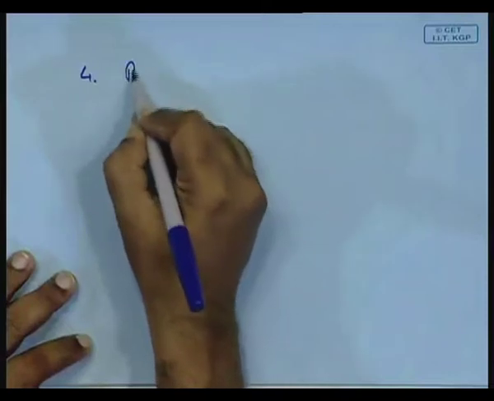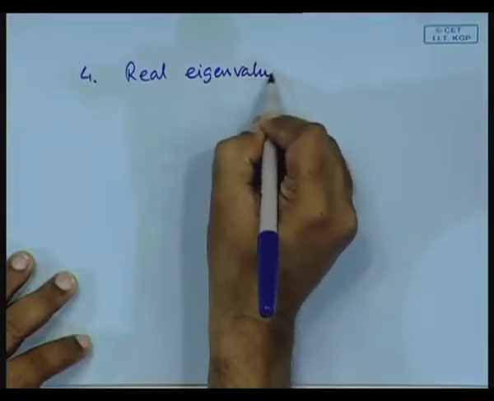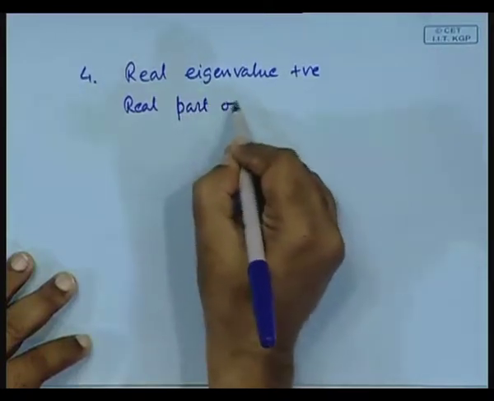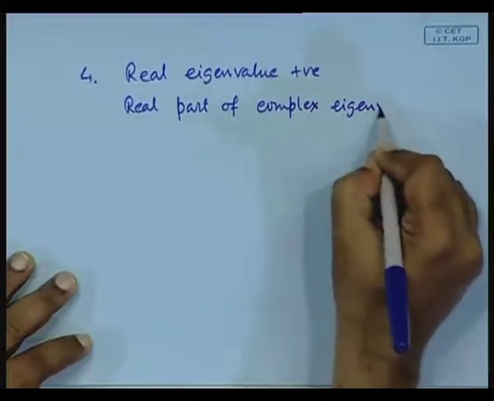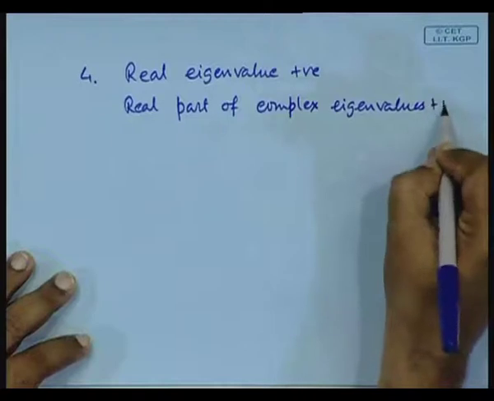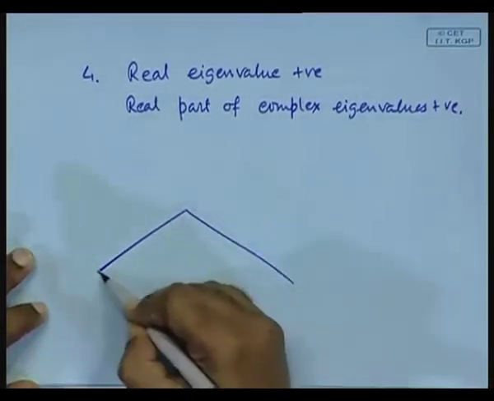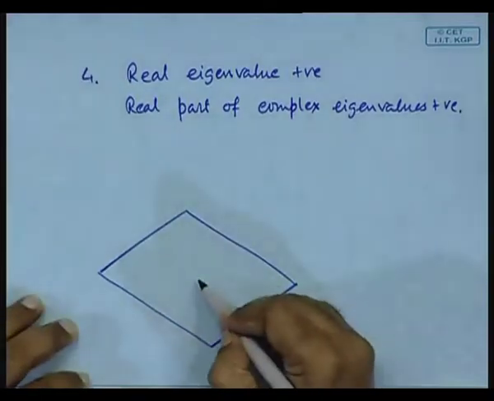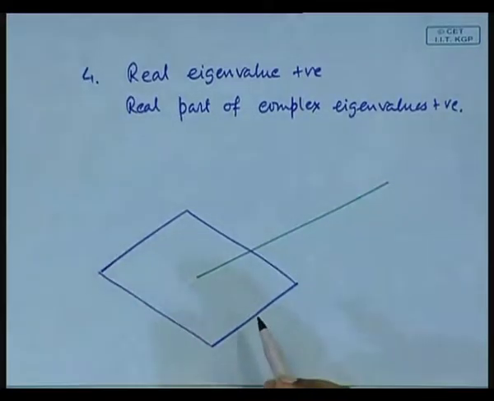And now the final one, fourth, real eigenvalue positive and real part of complex eigenvalues positive. In that case, again there will be some kind of a plane, and there will be a direction. This is unstable, that is unstable. In both directions it will go out, fine.